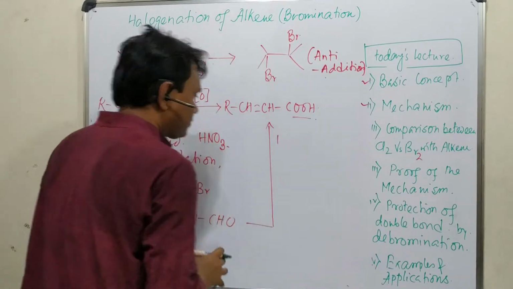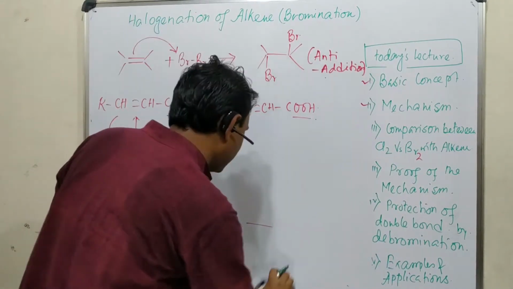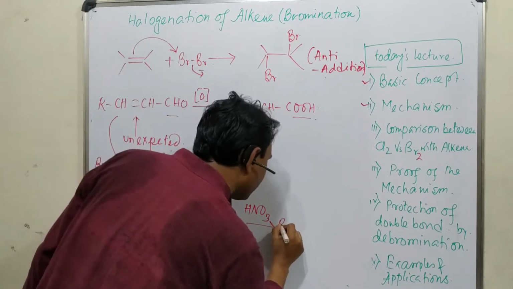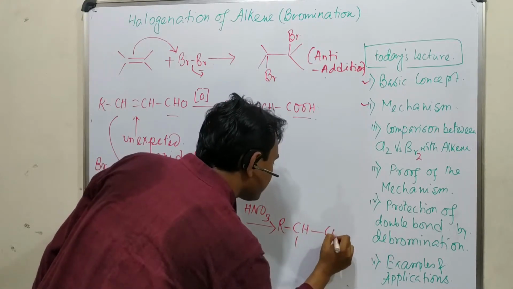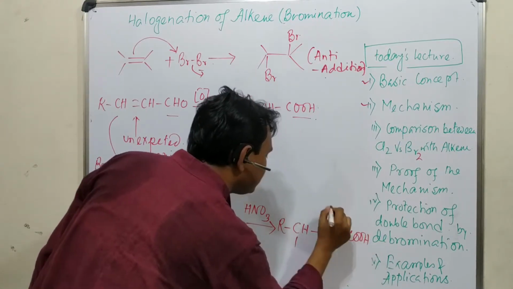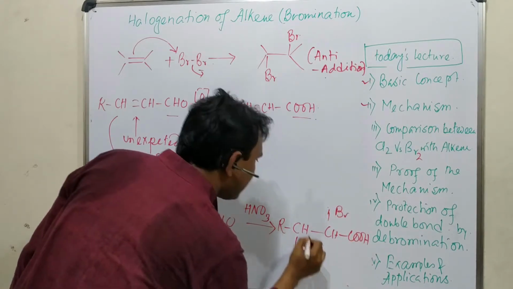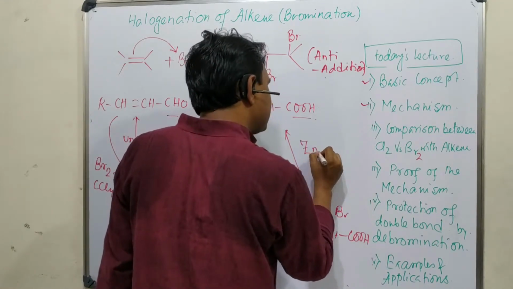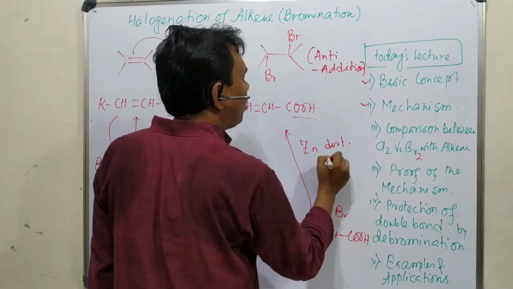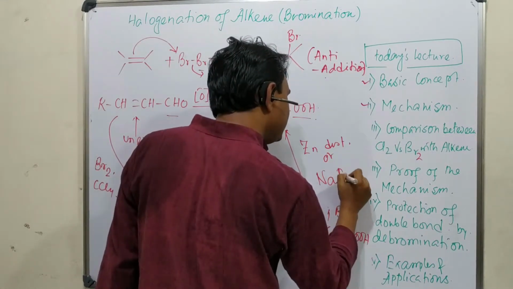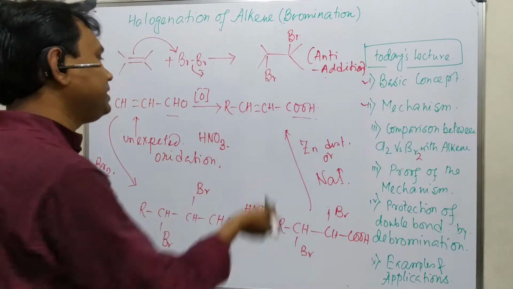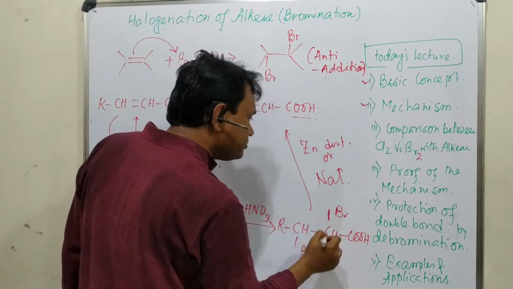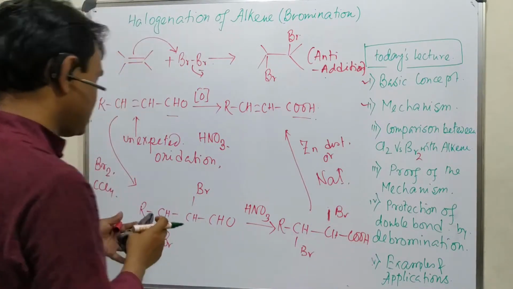Now, if we do the nitric acid oxidation, sorry, I made a mistake. So now if we do the nitric acid oxidation, then this aldehyde group will be converted into the corresponding carboxylic acid. Fine, this is Br, this is Br. Now if we put zinc dust in methanol, or sodium iodide in acetone, or potassium iodide, then it will give the final product. This means the dibromo will be eliminated to produce the double bond.